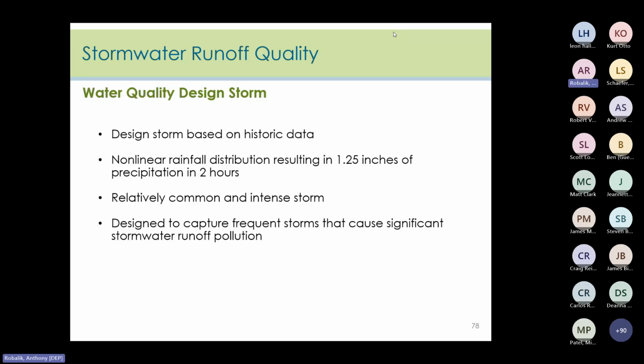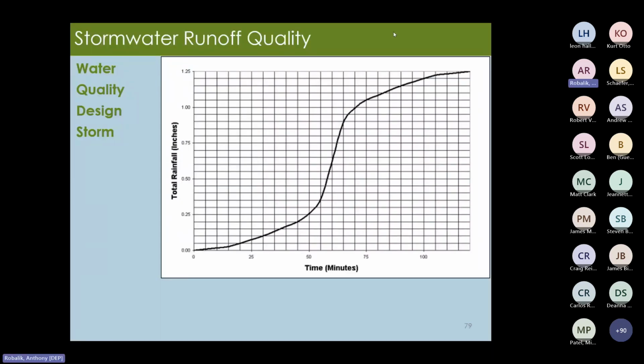So in the previous modules, we talked about the water quality design storm, which is unique to New Jersey. It's the storm that introduces TSS into our collection systems and waterways. It's nonlinear in its distribution and is fairly intense. And here's a graph depicting the total rainfall from the water quality design storm versus time. You can find this graphed in chapter 5 of our BMP manual.